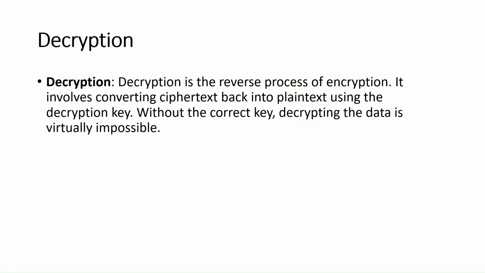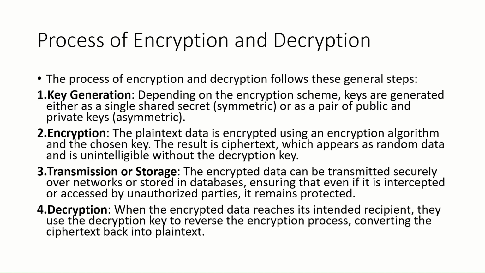Now coming to the next slide, here is the decryption. Decryption is the reverse process of encryption. It involves converting the cipher text back into the plain text using the decryption key. Without the correct key, decrypting the data is virtually impossible. So when we are going to do a decryption, we should have the correct key to decrypt the message. Now let me go to the next slide and discuss the process of encryption and decryption here.